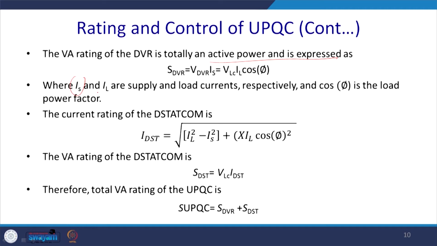where Is is the source current and IL is the load current respectively, and cos phi is the power factor of the load current. So, the current rating of the D STATCOM will be the square root of IL square minus Is square, that is the extra current that has to flow, plus (X IL cos phi) square. From there the VA rating of the D STATCOM will be VLC into I_DST, and the total rating, as we have seen, is DVR plus D STATCOM.